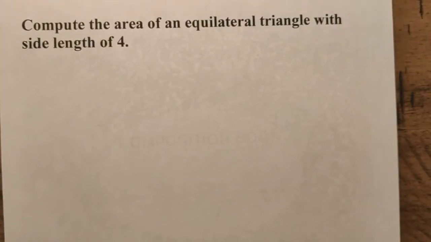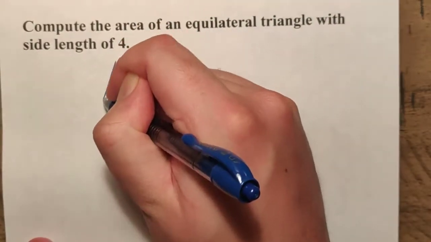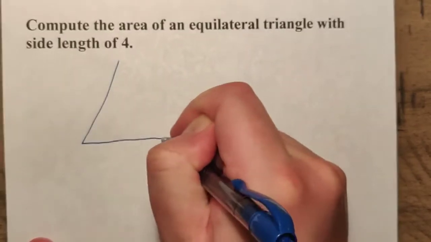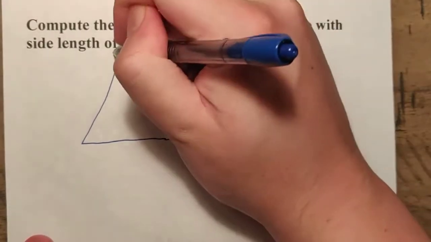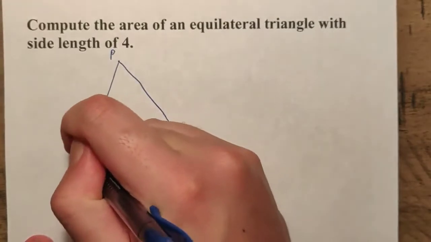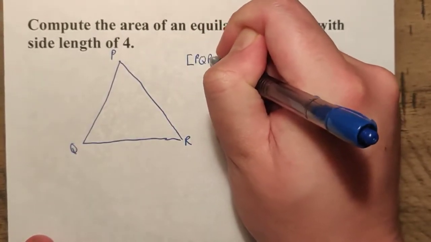So we're going to start off with another pretty straightforward problem here. We're going to look at the area of an equilateral triangle with side length 4. I'd like you to try this problem out on your own first before we actually do it together here. But I'll go ahead and sketch our triangle like this. I'll call this triangle PQR. So the goal here is finding the area of PQR.